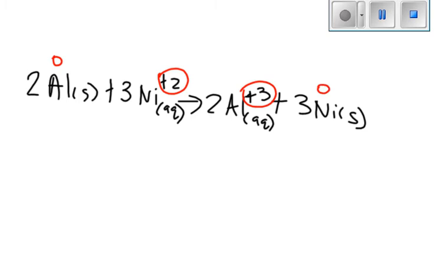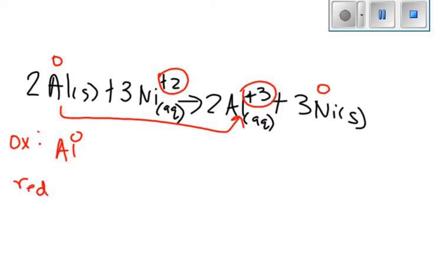So here, aluminum is 0, nickel is +2, aluminum is +3, and nickel is 0. If we look at what's oxidized, we could first decide that. Aluminum is going from 0 to +3, becoming more positive. So aluminum will be the one that's oxidized. The one that's reduced would be nickel. It's going from +2 to 0.